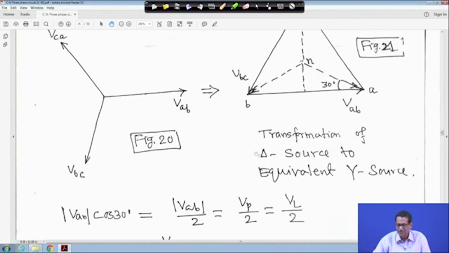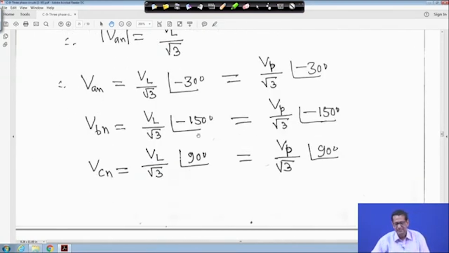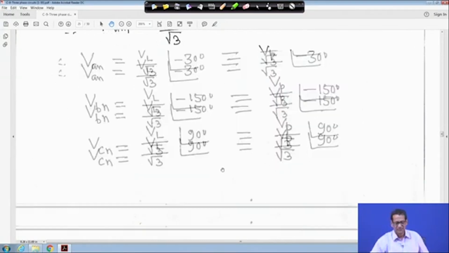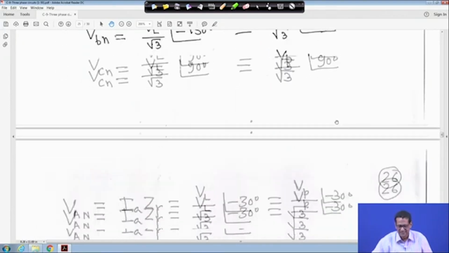That means, if you plot it here, this is my VAN, VBN, VCN. If you plot it here, in this case it will be VAN, right. So, this is my VAN, same as before. Earlier it was shifting 30 degree, but rotated by 30 degrees is VAN, right, same as before. So, this is then VBN is equal to VP upon root 3 angle minus 150, and VCN will be again VP upon root 3 angle 90 degree, right.